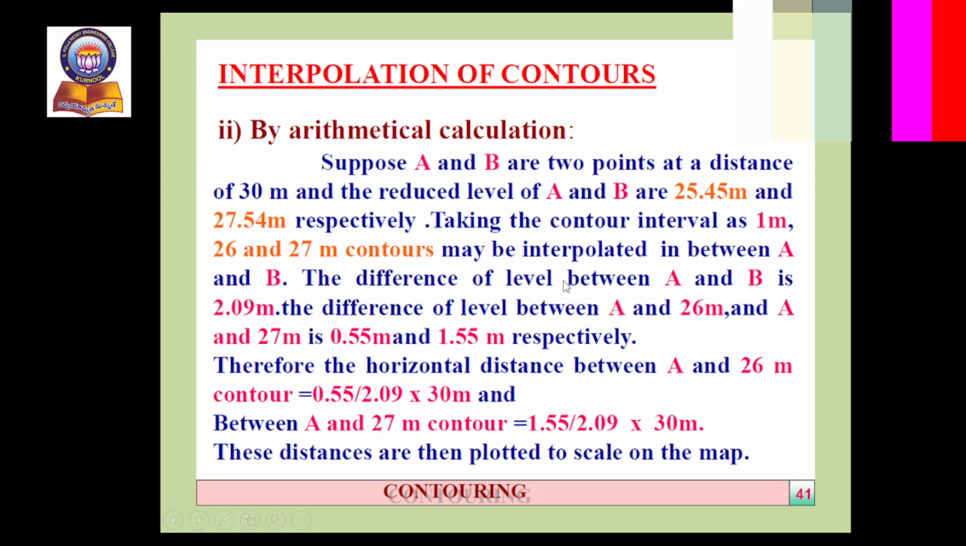The difference of level between A and B is 2.09 meters. The difference of level between A and 26 meters contour and A and 27 meters contour is 0.55 and 1.55 meters respectively. Therefore, the horizontal distance between A and 26 meters contour is given by 0.55 divided by 2.09 into 30, and between A and 27 contour is given by 1.55 divided by 2.09 into 30 meters. These distances are then plotted to the scale on the map.